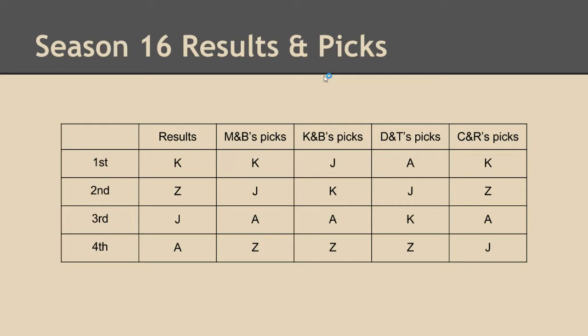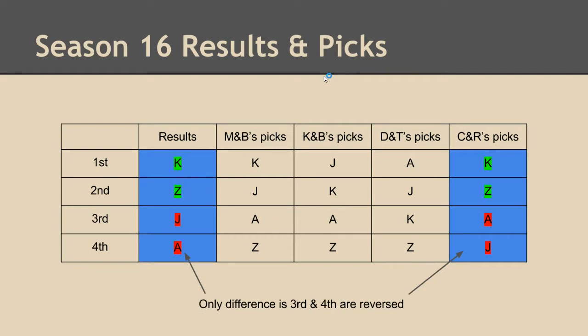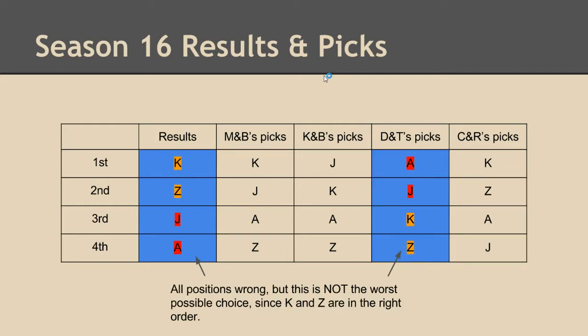And then we can look, if we compare the results with Mom and Dad's picks, we can see that they did pretty well. Kelly and Zendaya are exactly in the right places, and they only have Allie and Jacoby reversed. Danielle and Thomas, on the other hand, did not do so well. They don't have any of them in the right place, but they're not as bad off as they could be because they at least have Kelly and Zendaya in the right order.